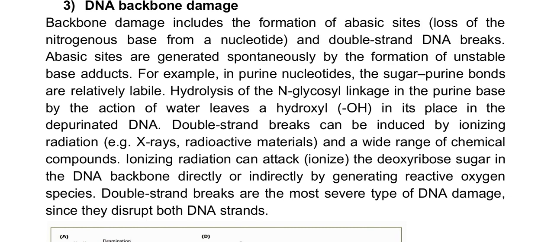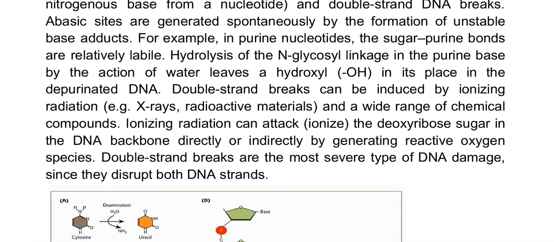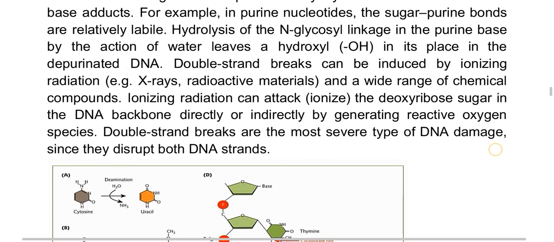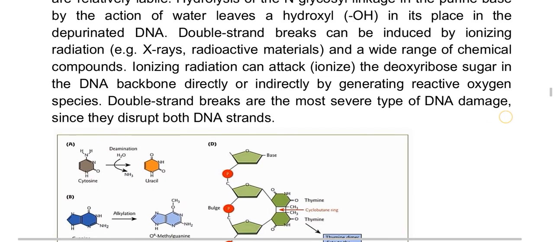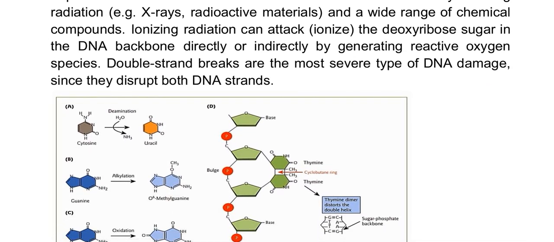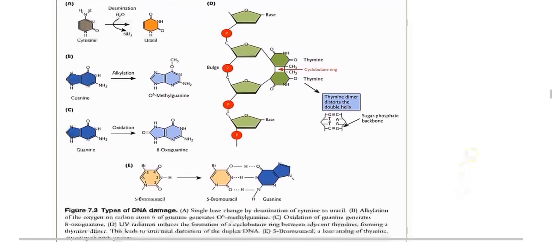Double-strand breaks can be induced by ionizing radiation, X-rays, radioactive materials, and a wide range of chemical compounds. Ionizing radiation can attack or ionize the deoxyribose sugar in the DNA backbone, directly or indirectly by generating reactive oxygen species. Double-stranded breaks are the most severe type of DNA damage since they disrupt both the DNA strands.